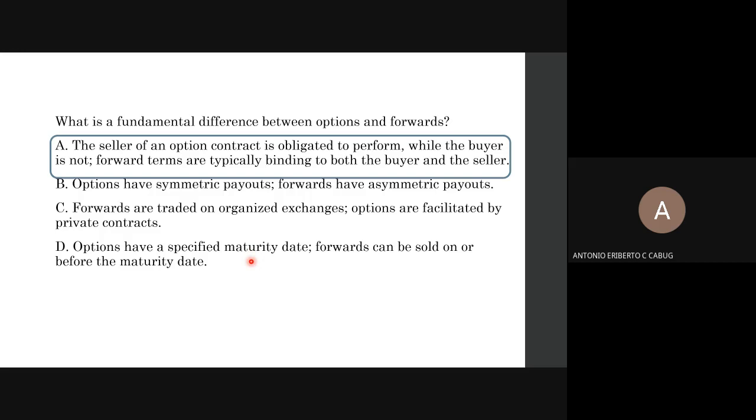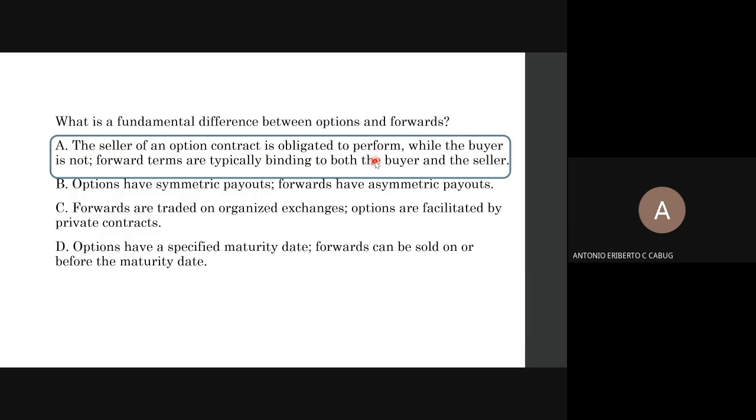The correct answer is letter A. The seller of an option contract is obligated to perform whenever the buyer will exercise. The buyer will have the discretion of whether to exercise or not. So, sino lang may obligation mag-perform? Yung seller lang. Kapag yung buyer nag-decide i-exercise. Kung ayaw ng buyer, okay lang yon. The seller of an option contract is obligated to perform. We call this seller the writer. While the buyer, who becomes the holder of the option, has the discretion of whether to exercise or not.